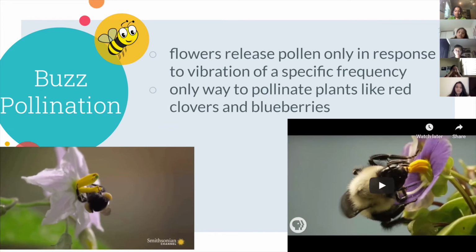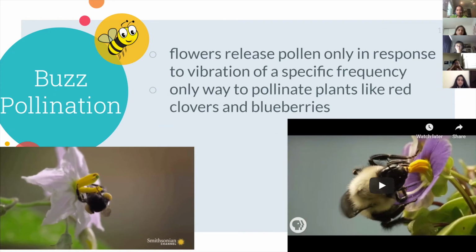Some flowers only release pollen in response to a vibration of a specific frequency. So as the bumblebee is going along, it's making a certain kind of buzz, but the flowers are only going to respond to a vibration of a certain frequency that the bumblebee can make that's different from the flying frequency. So we're going to see that in the video.